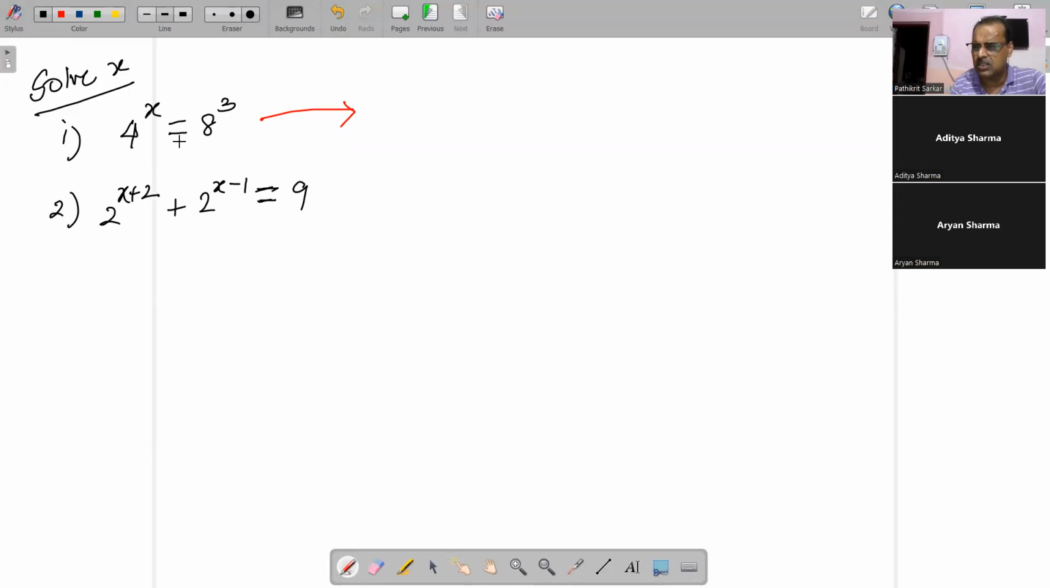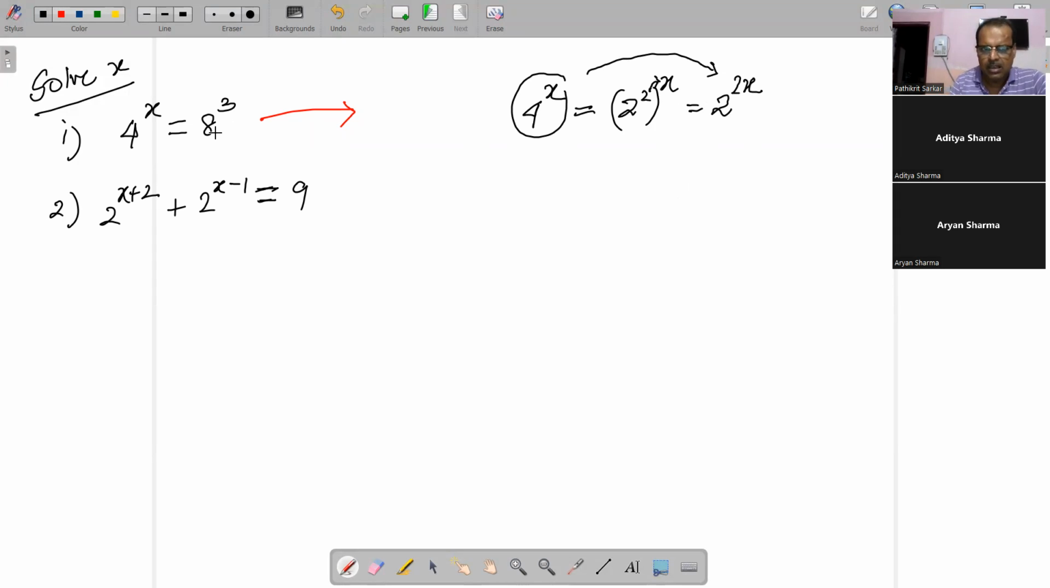हमको पता है सर बेस को सेम करना है, तो यहाँ पर बेस है 4 टू द पावर x, तो इसको हम लिख सकते हैं 2 स्क्वायर टू द पावर x। तो ये 2 के साथ x को मल्टीप्लाई, सो वी हैव टू मल्टीप्लाई विद दिस, सो इट कम डाउन टू 2 टू द पावर 2x। So that means 4 to the power x we can represent in this particular form. So here we can see 8 cube is there, that means here it is equal to 8 cube.